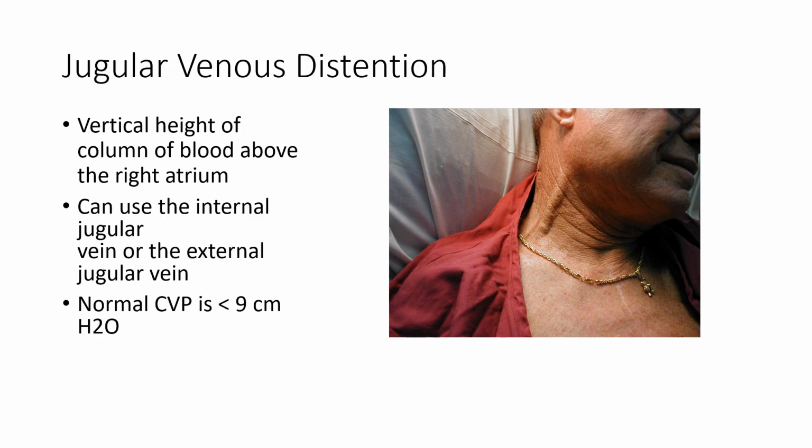Normal CVP is less than 9 centimeters of water, but it tends to be much higher in most dialysis patients at the start of their treatment. So if you've not been in the habit of looking at people's neck veins, recognize that this is an important and useful gauge for assessing fluid retention.